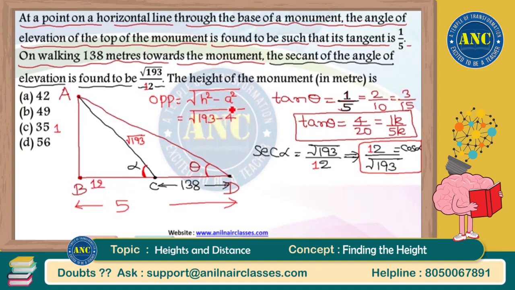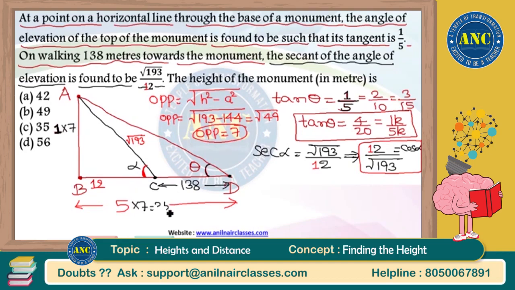That means adjacent square is 12 square, which is 144. 193 minus 144 is 49. So the opposite side will be square root of 49, which is nothing but 7. That means AB value is 7 in the second case. So can I say that according to my assumption, when I took the angle as theta, AB value happened to be 1. But when I took the angle as alpha, the same AB value happened to be 7. That means 1 should become 7, multiply by 7. This 5 also multiply by 7.